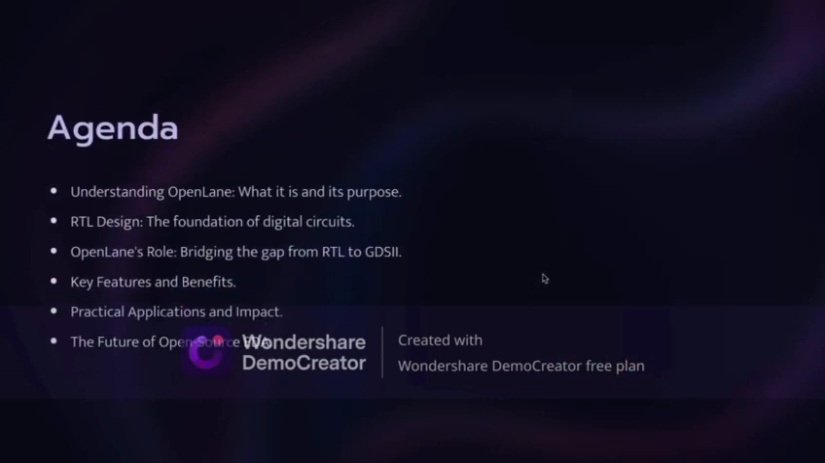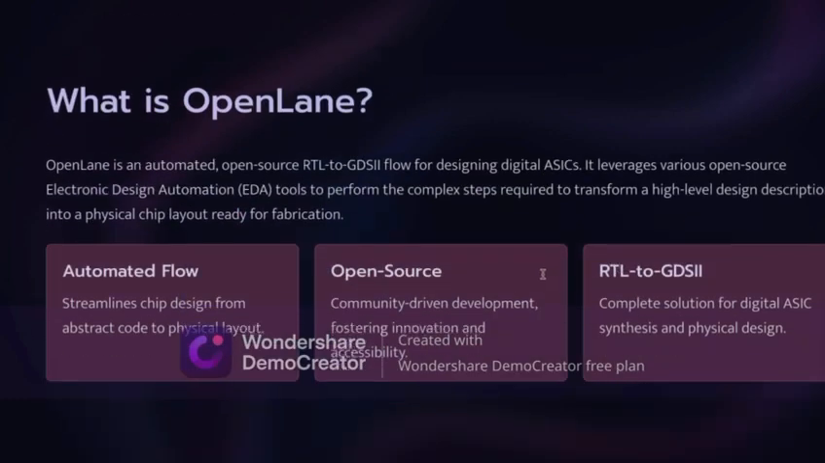So what's the agenda of this presentation? First we'll be starting off with understanding OpenLane, what is OpenLane and what's the purpose of OpenLane. Then we'll be looking into RTL design and the foundational digital circuits, then the OpenLane flow bridging the gap from RTL to GDSII, the key features and benefits of OpenLane, practical application and impact. Then also we'll be looking at the future of open source EDA tools.